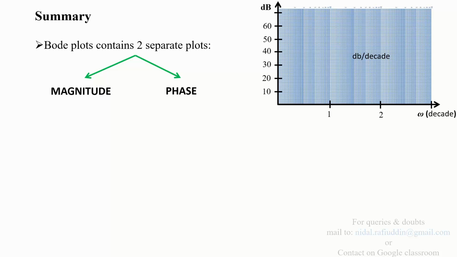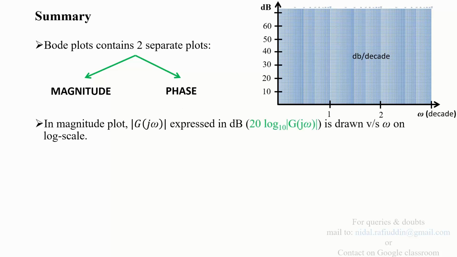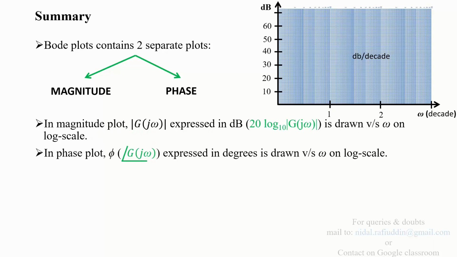So Bode plots contain two separate plots. One is called as magnitude, the other is called as phase plot. In the magnitude plot, the magnitude of G(jω) is expressed in decibels, that is 20 log to the base 10 of magnitude G(jω), and is drawn versus omega on log scale. While in phase plot, the phi, which is the angle of G(jω) expressed in degrees, is drawn versus omega on log scale. So by log scale we mean the scale that we usually see in a semi-log paper.